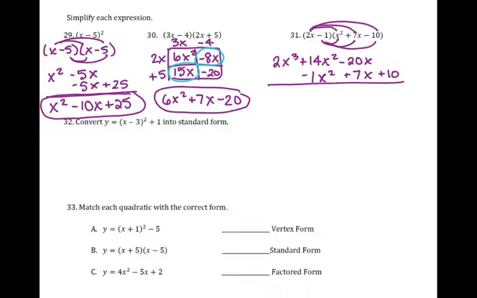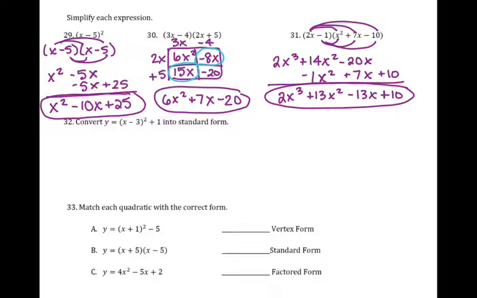And combining like terms, that gives me 2x cubed. 14x squared minus 1x squared is 13x squared. Negative 20x plus 7x is negative 13x plus 10. Just keep track of your terms and keep track of your positives and negatives for that as well.